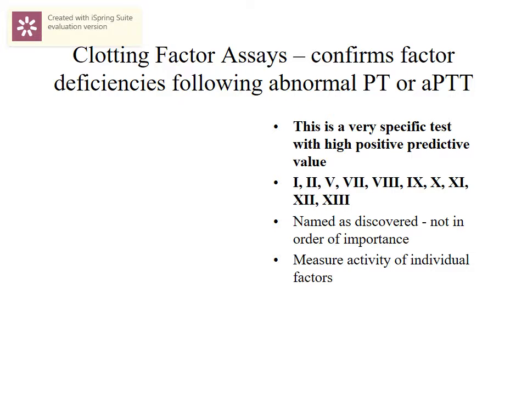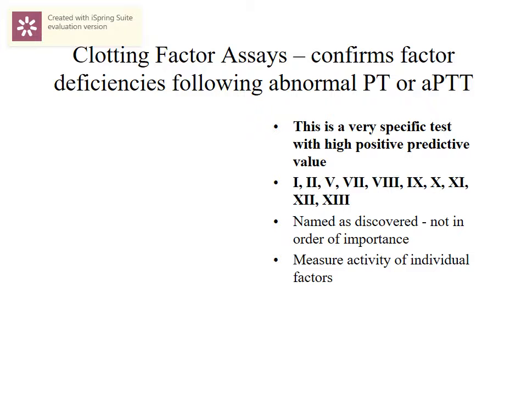We also have specific clotting factor assays. So the prothrombin time and APTT are what we call global tests. They measure multiple factors at the same time. The clotting factor assays are used to follow up on abnormal global tests, so prothrombin time or APTT. In this case, we're doing testing to monitor the activity of specific factors. This is a specific test, and it has a very high positive predictive value.